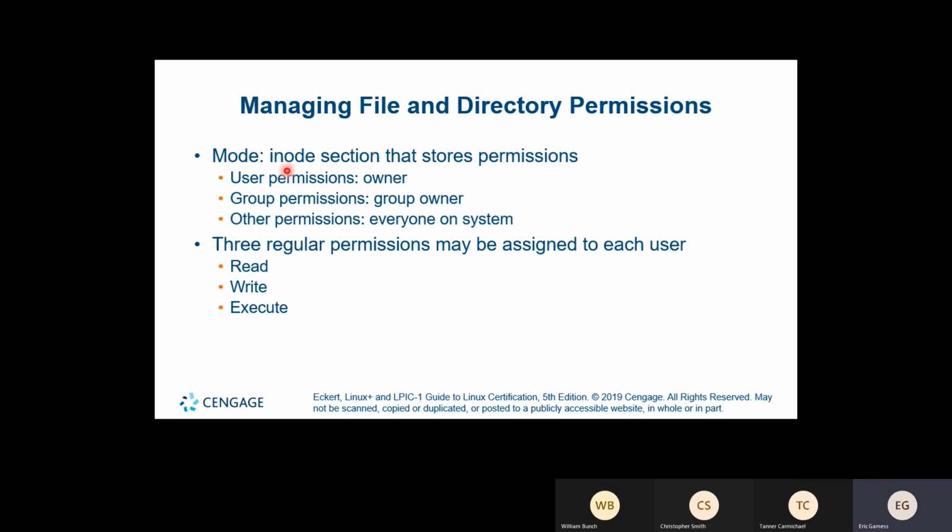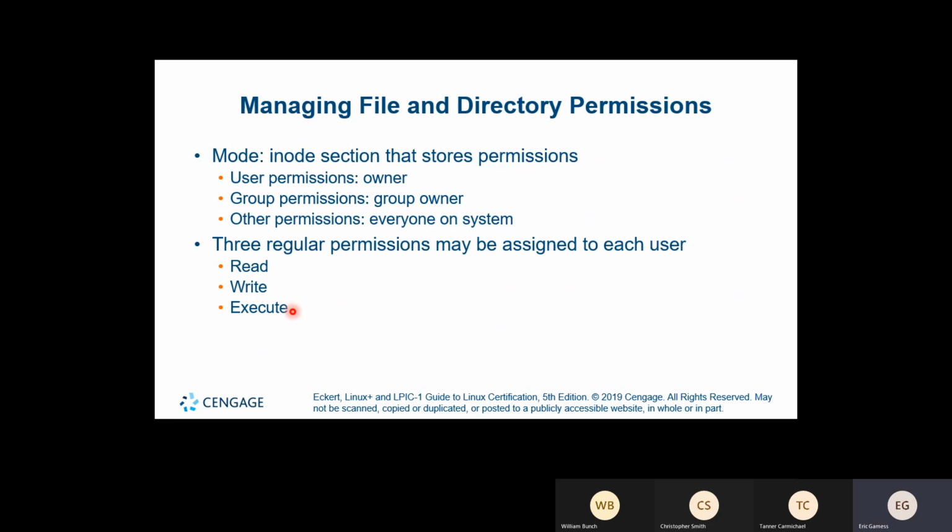Okay, we have 3 rights. And those rights are read, write, and execute. So the way that we specify read is with an R. Write will be specified with a W. And execute will be specified with an X.